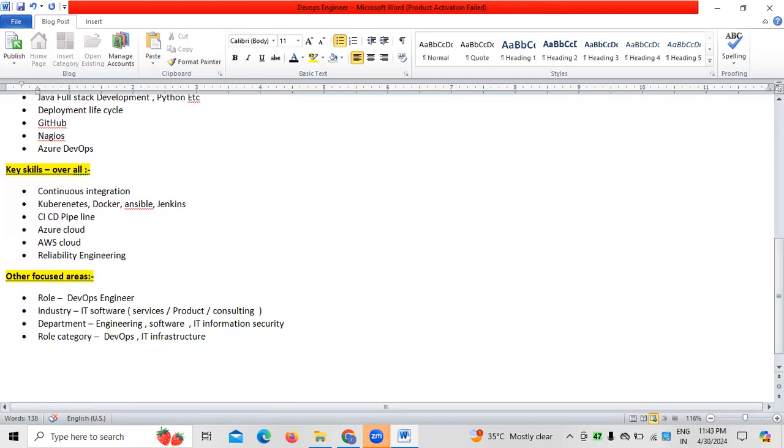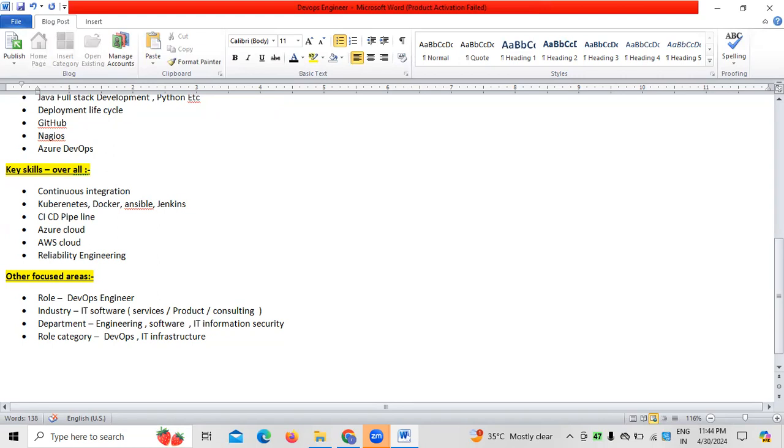Next, key skills. These are the different key skills, like continuous integration, which is one of the key skills you require. Next, the tools I have mentioned already, like Kubernetes, Docker, and so on. Next, understanding the CI/CD pipeline, and Azure or AWS cloud. One of the important key skills you must be good with when applying for opportunities is knowledge of reliability engineering. So reliability engineering is also one of the key skill sets a DevOps engineer must be good with.